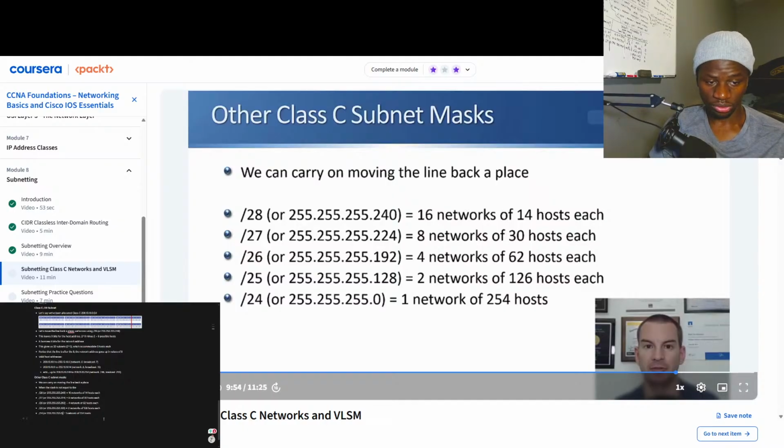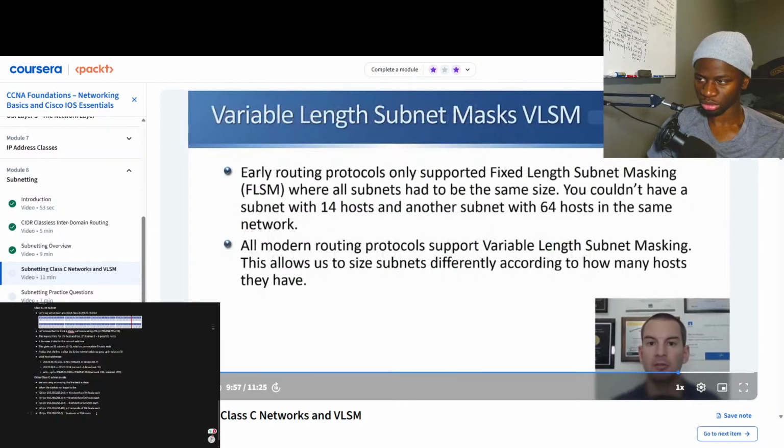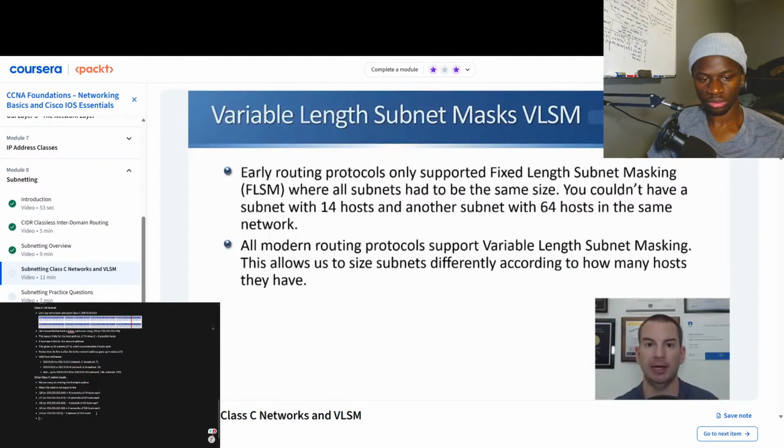So 0, 254 hosts. Go to the next one, which is 126 hosts. Okay, so that's how we carry out subnetting and figure out how many networks and how many hosts we're going to have. Next thing to tell you about is variable length subnet masks.